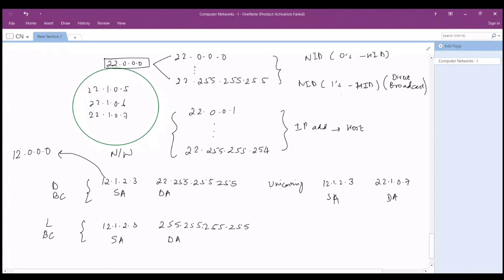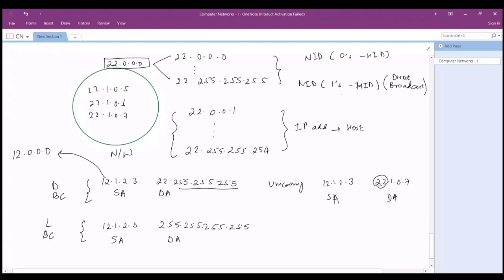Therefore, we keep the network ID part, and whatever follows it is kept as 1. But for limited broadcasting, the destination address needs to be just all ones, because I know I have to send within my own network. If I know my source IP, I can easily find out the network ID in which I am lying. Therefore, when I have to do limited broadcasting, I can write all ones and it will go to all.